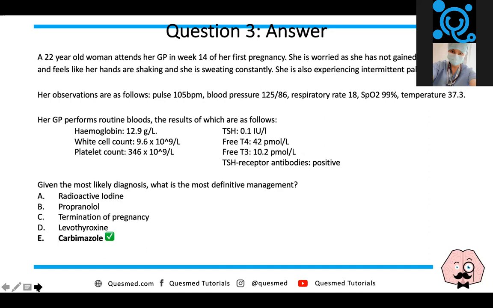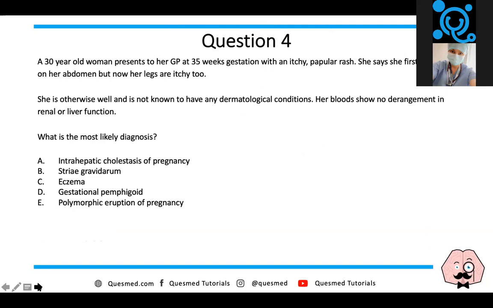The question might have been made harder by giving you the option of carbimazole and propylthiouracil. So you'd have to remember that carbimazole is used after the first trimester. So let's move on to the next question, again 60 seconds.